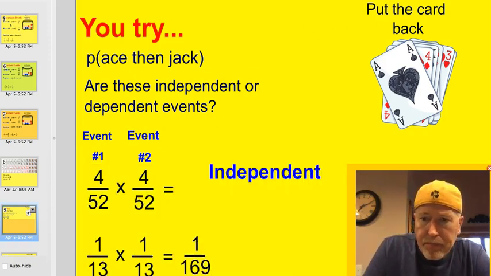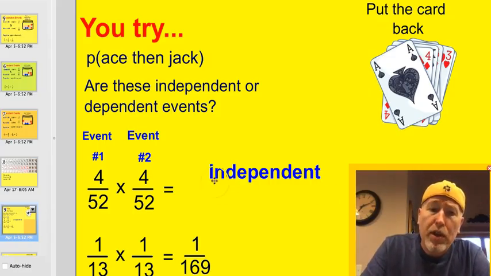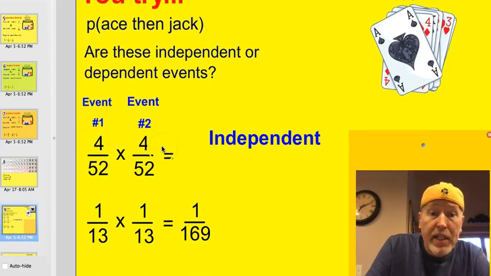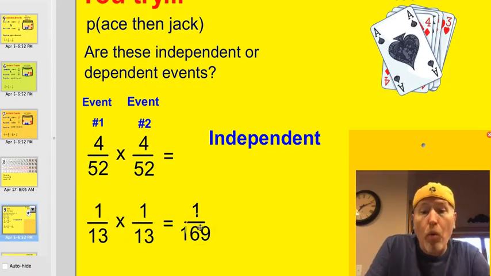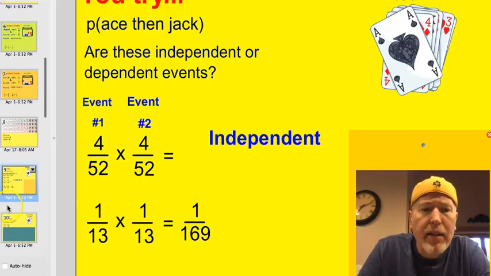They are independent events because we're putting the card back in the deck. So the event 1, pulling the ace, there's 4 chances out of 52. And then we put the card back. And then we're trying to pull a jack. There's 4 chances out of 52. So we can simplify these fractions down into 1/13 times 1/13. We get 1/169th. I bet you got that one. All right, I think that's the easiest one.